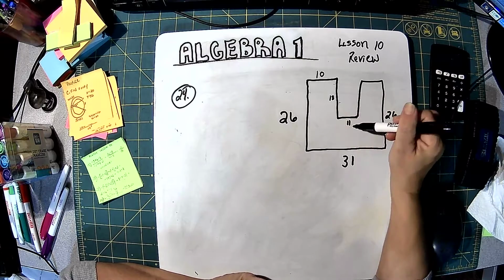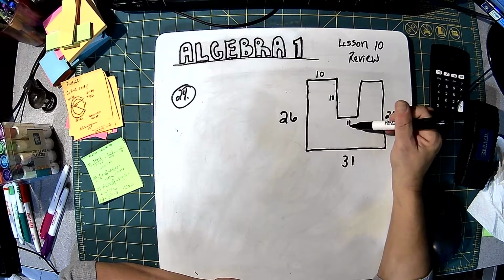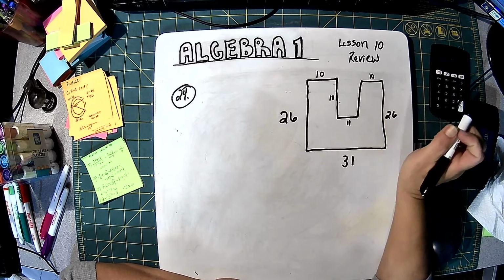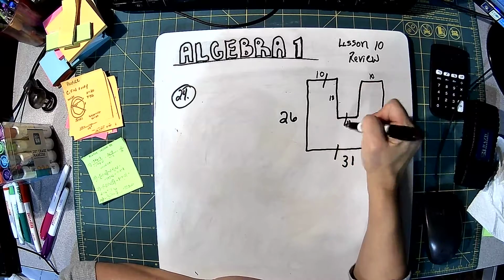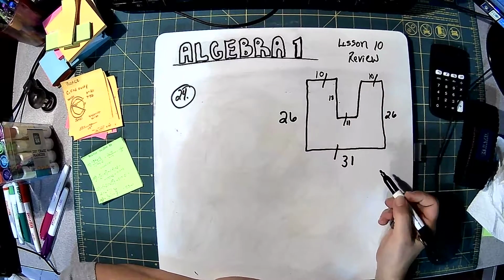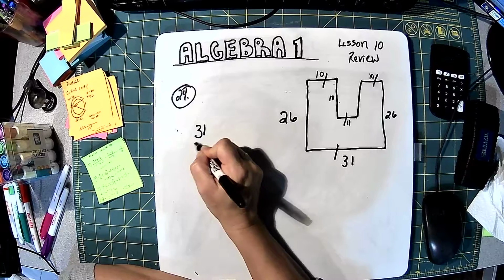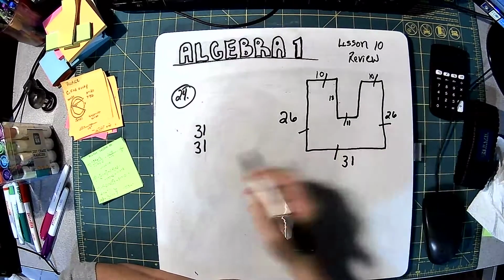So you'd say 10 plus 11 plus something makes 31. 10, 21, it'll be 10 up here. I don't have to know that, though. All I have to do is say 31 plus 31 because I know all three of those have to equal 31. So I'm going to put two 31s on my little list over here. 26 and 26.